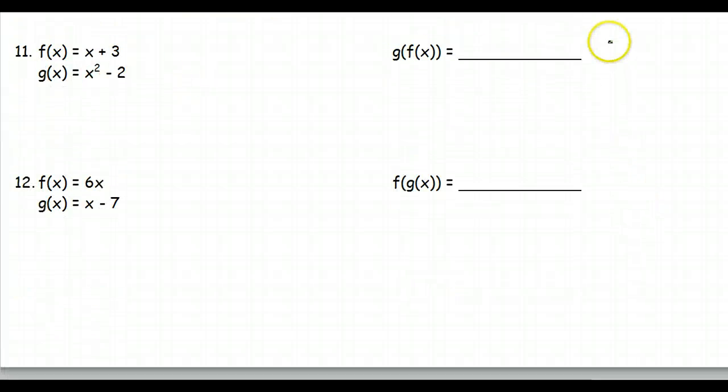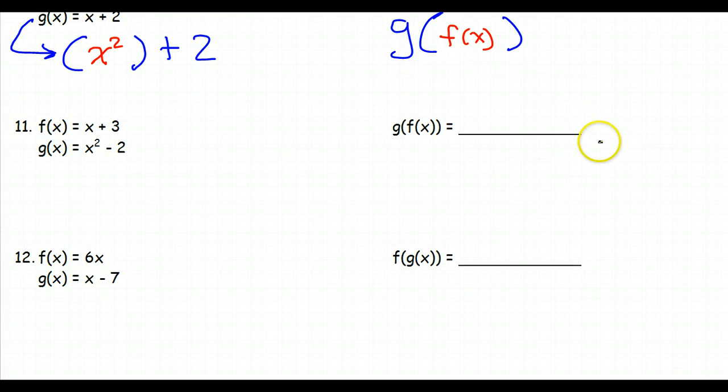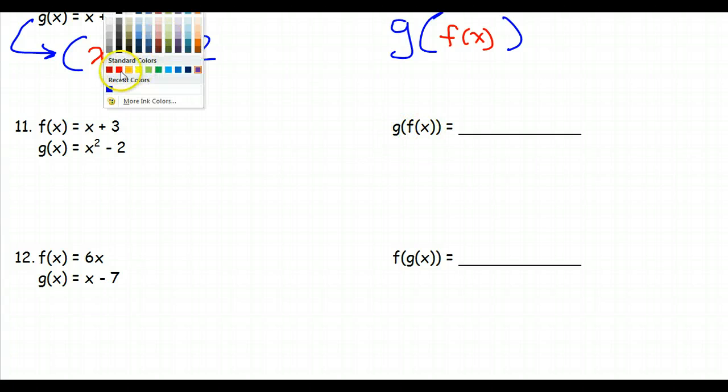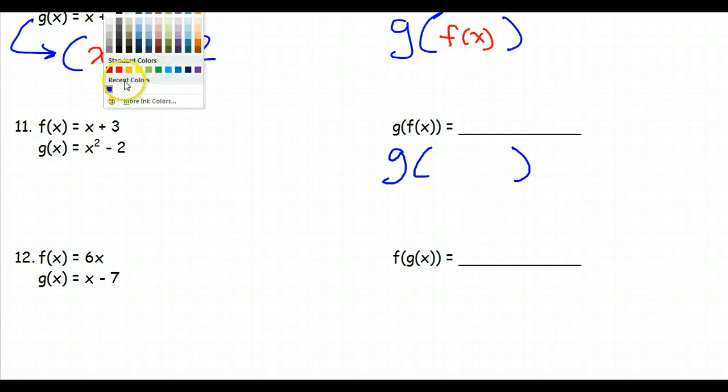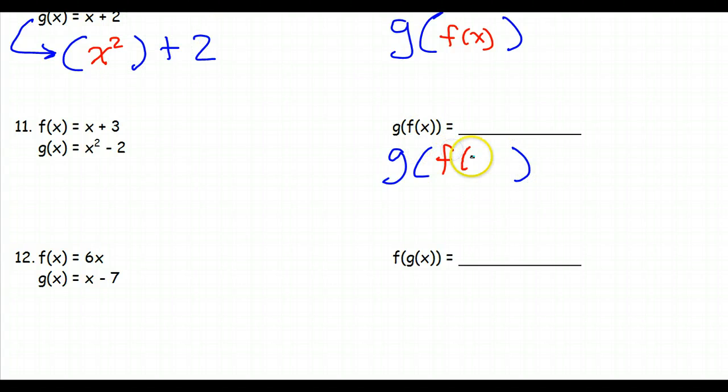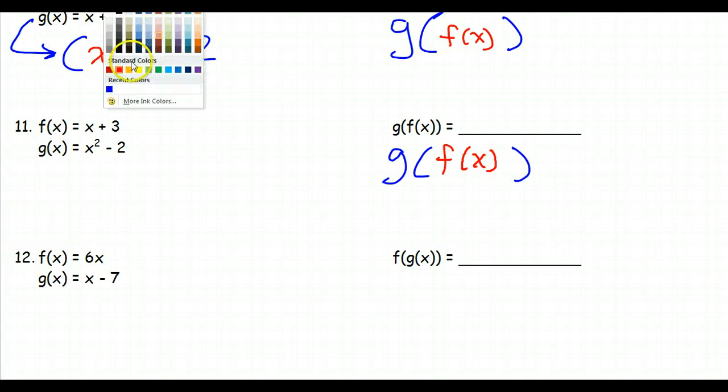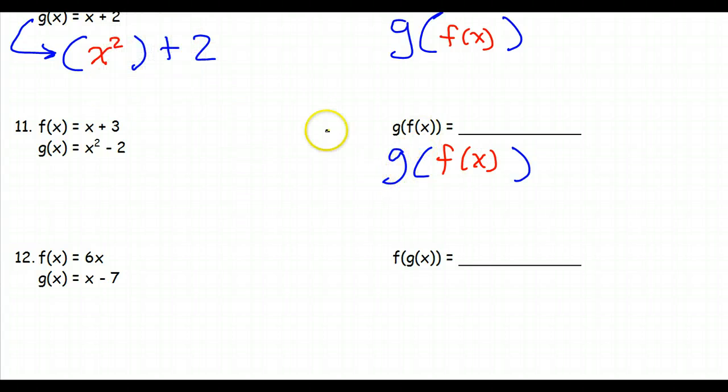Just a couple more examples. We're down to the last two examples. Okay, g at f. So we're going to start with function g on the outside, and then we will continue with function f on the inside. First function g. Function g is x squared minus 2. So I'm going to put parentheses squared minus 2.